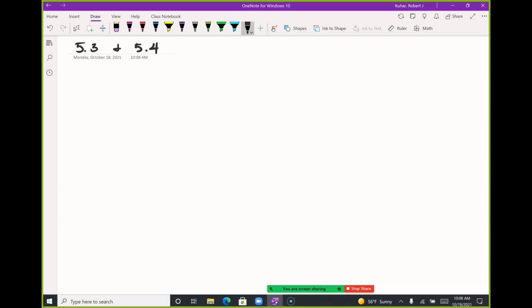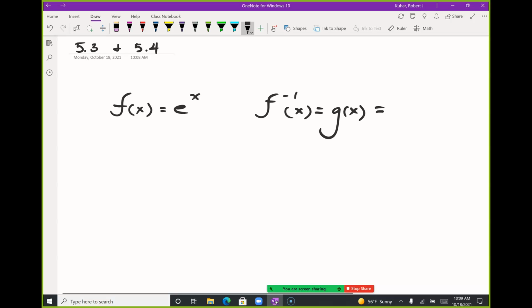No problem. So I want to look at two pretty famous, a famous pair of functions, and that is f of x equals e to the x and f inverse of x, or g of x, equals ln of x.